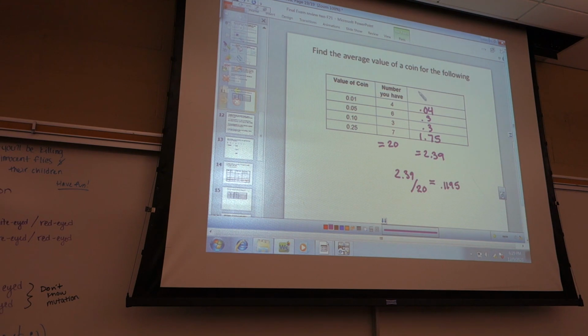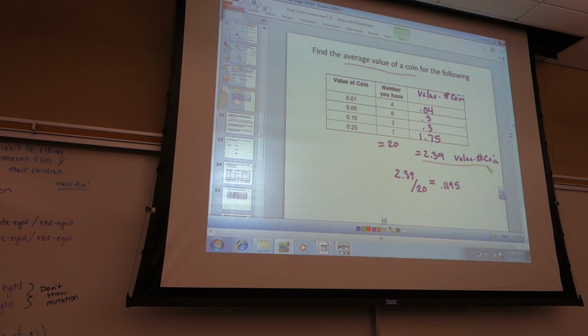You can kind of think of this as being value times number of coins. So this is really value times number of coins, and if you look at the units for this, 2.39 is value times number of coins. And the question is, do I want the average value or do I want the average number of coins I have? What do you think? Do I want the average value of a coin or the average number of coins I have? I want to know on average how many coins do I have? No. Look at the top: average value of a coin.